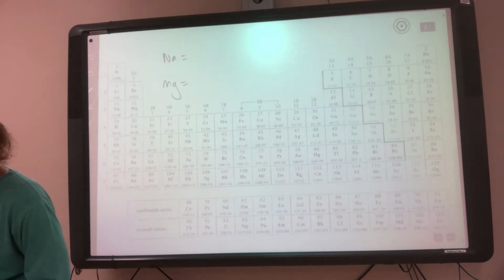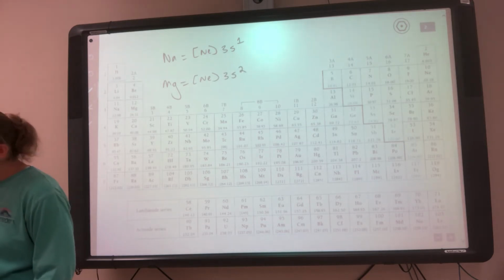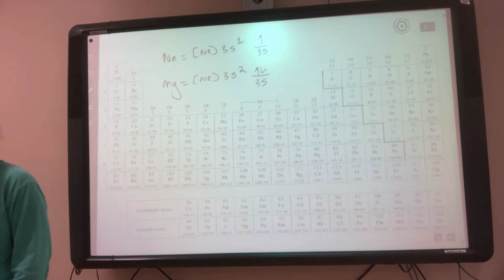You could do the shorthand. For sodium, the shorthand noble gas would be neon, then it's 3s1. Magnesium is neon 3s2. So now I want to think about what the orbital looks like. Let's draw an orbital diagram. For 3s, it's one line, because it's an s orbital. S orbitals have only one line, and I draw one electron. For this 3s, still an s orbital, one line, but it has two electrons.